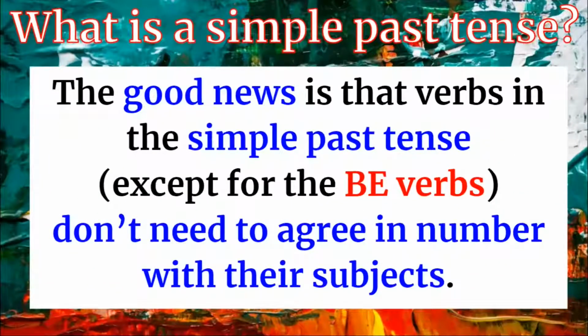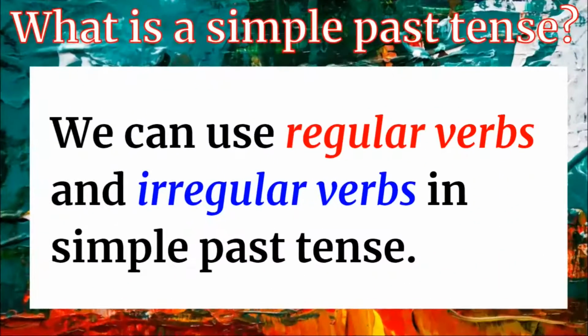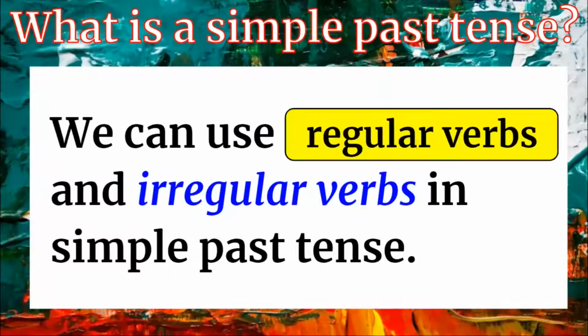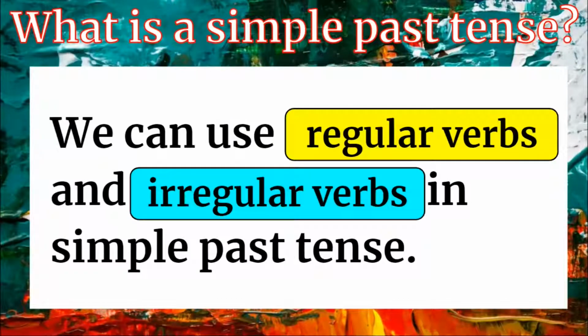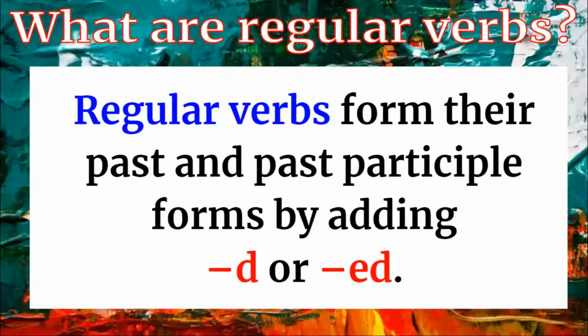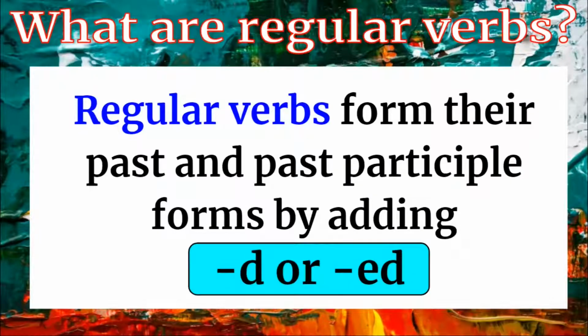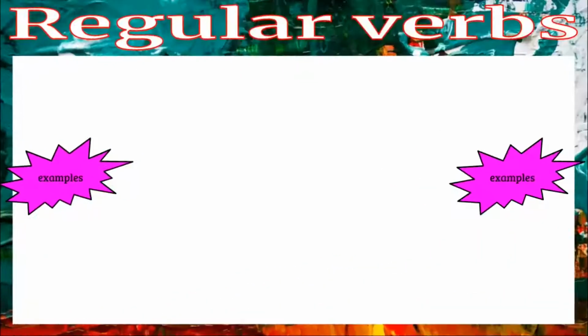The good news is that verbs in the simple past tense, except for the be verbs, don't need to agree in number with their subjects. We can use regular verbs and irregular verbs in simple past tense. Regular verbs form their past and past participle forms by adding d or ed. Let's look at the following examples of regular verbs.